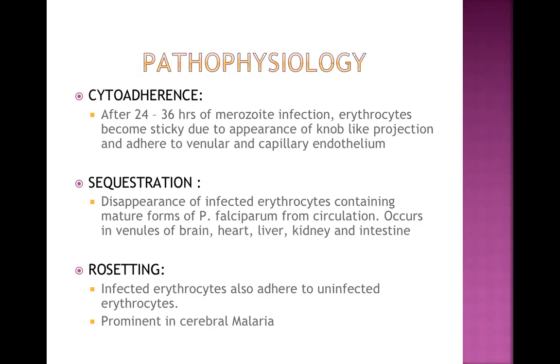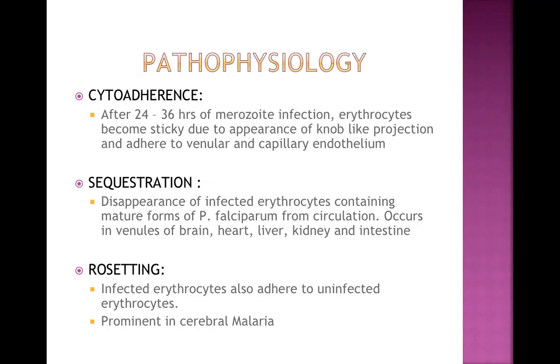Another important term or mechanism is called sequestration. The sequestration means a hidden form. These infected erythrocytes disappear from the circulation, and it occurs in the venules of brain, heart, liver, kidney, and intestine. So there are many different organs that take an active role in hiding this particular infected RBC.